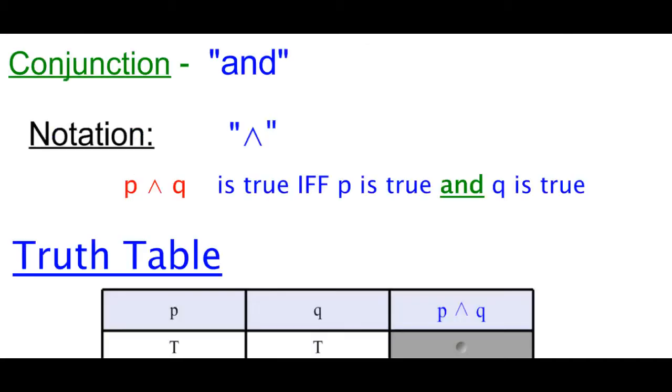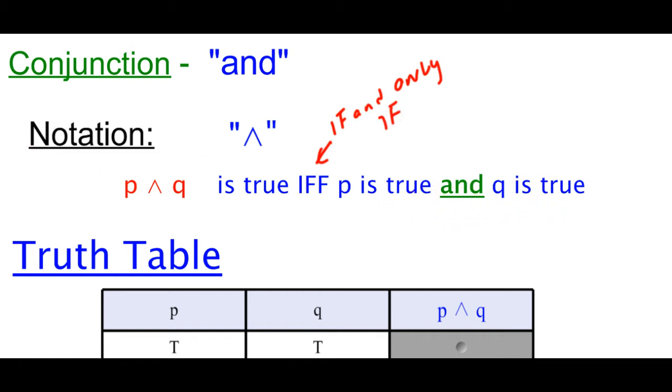The word conjunction means and, and the notation for that is that little triangle symbol without the bottom base, right? And this is read P and Q is true if and only if, right? And remember, this is if and only if Q is true, and P is also true.